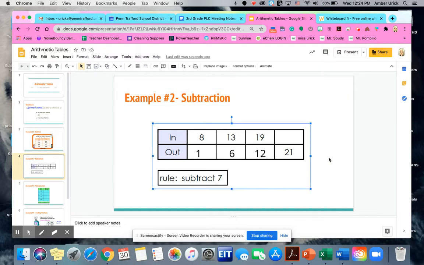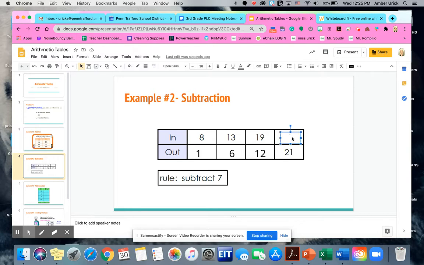Good. So now I have to work backwards again. So a 21 came out. So I'm subtracting. What's the opposite of subtraction? It's addition, right? So I need to add 7 to get what went in. So what's 21 plus 7? Who can tell me? It should be 28. Good job. Do you see how we worked backwards and filled that in? That one was pretty easy.